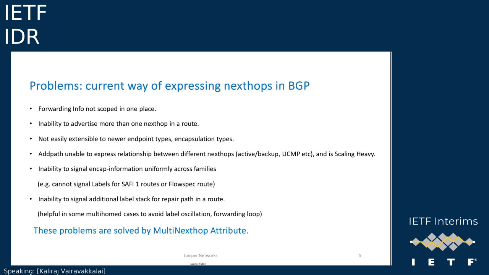And then we are not able to signal the encapsulation information uniformly across the families. For example, carrying a label for SAFI1 routes or flow spec routes. If some scenario requires it, we won't be able to do it today. Also, in some cases, we want to carry multiple label stacks, or basically different information for the primary path versus the repair path, and we are not able to do that today. There have been some attributes proposed to do that. So here, MNH, in addition to everything else, is also able to carry the additional label stack. So these are the problems that are solved by the MNH.